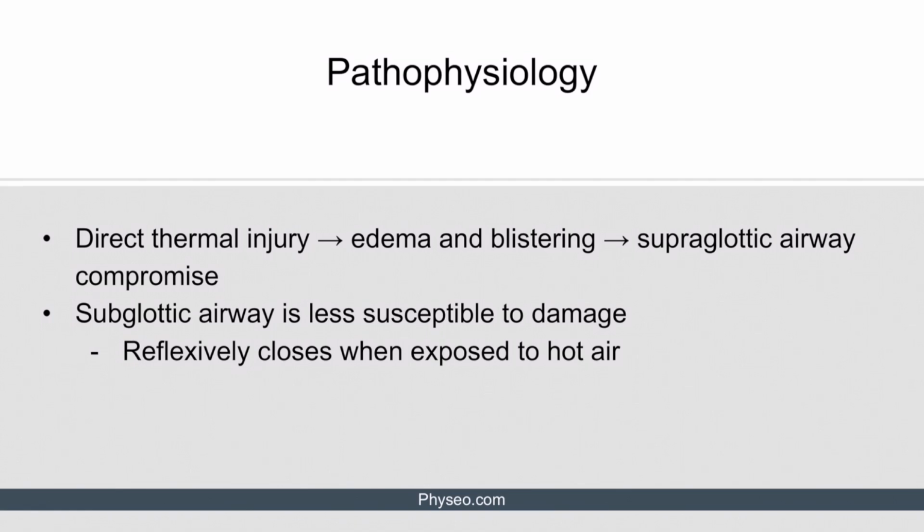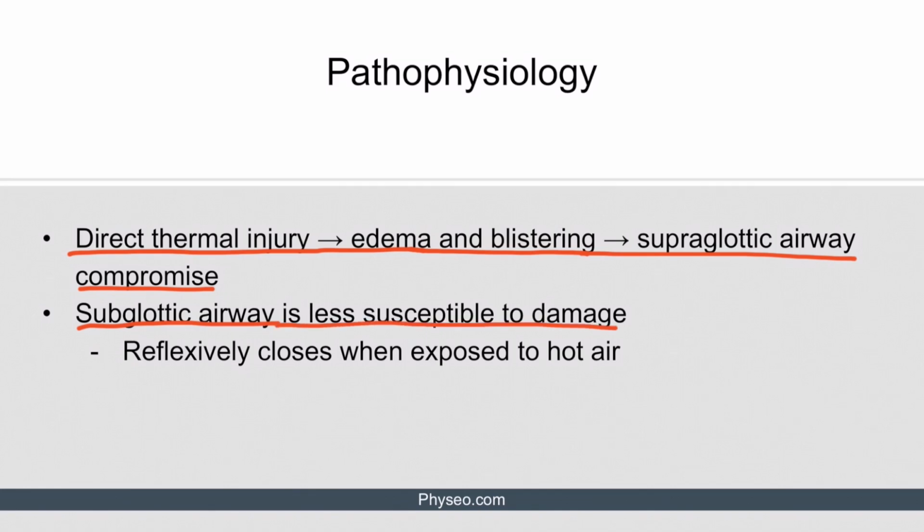Let's go into this further, because the resultant sequelae can be catastrophic if it's not properly managed. So the intense heat of the inhaled smoke can cause direct thermal injury to that tissue. And when this occurs, edema and blistering soon follow, and that has the potential to compromise the supraglottic airway. And you don't want them to suffocate, essentially. Were this to happen, the patient would obviously lose the ability to breathe, and that could kill them if you're not intervening. The subglottic airway is far less susceptible to damage because it reflexively closes when exposed to hot air.